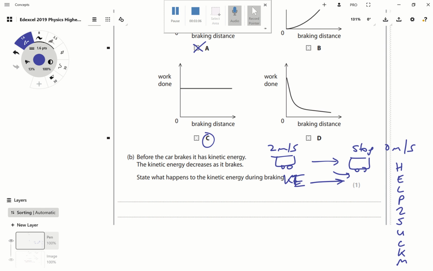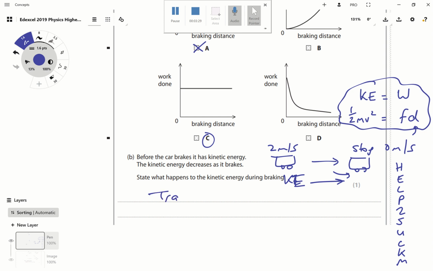Another way to think about this at a very higher tier level is that the kinetic energy equals the work done. I could write it another way, half mv squared equals force times distance, which enables us to work out braking distance, which is nice, but that's pretty advanced for what this question's asking. It's just asking what's happened to the kinetic energy during braking, and we can just say that it's transferred to thermal energy.